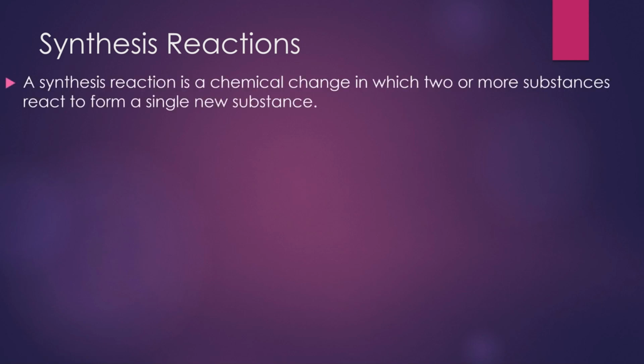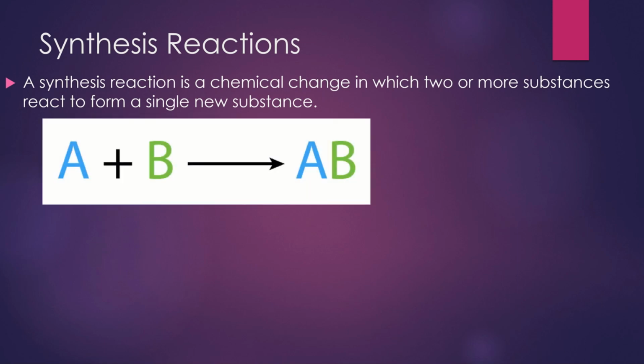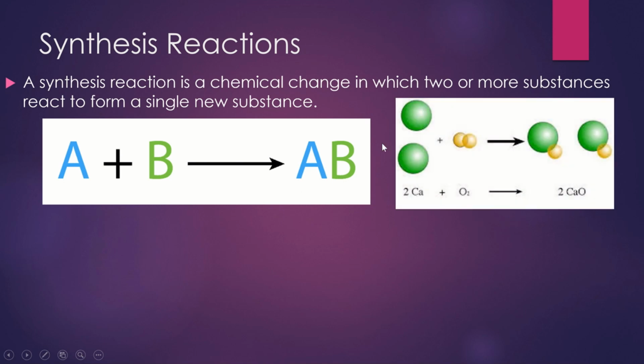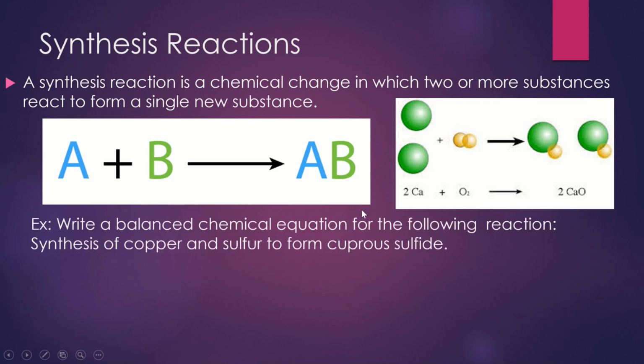All right, there are 5 types of reactions we're going to be working with in this chapter. The first is what we call a synthesis reaction. Synthesis means to make, so we're making something. We usually have 2 elements, sometimes a compound and an element, but usually 2 elements, A plus B, which come together to form compound AB. For example, we have 2 calcium reacting with 1 diatomic molecule of oxygen to form 2 calcium oxides. This is a synthesis reaction. We're making calcium oxide.